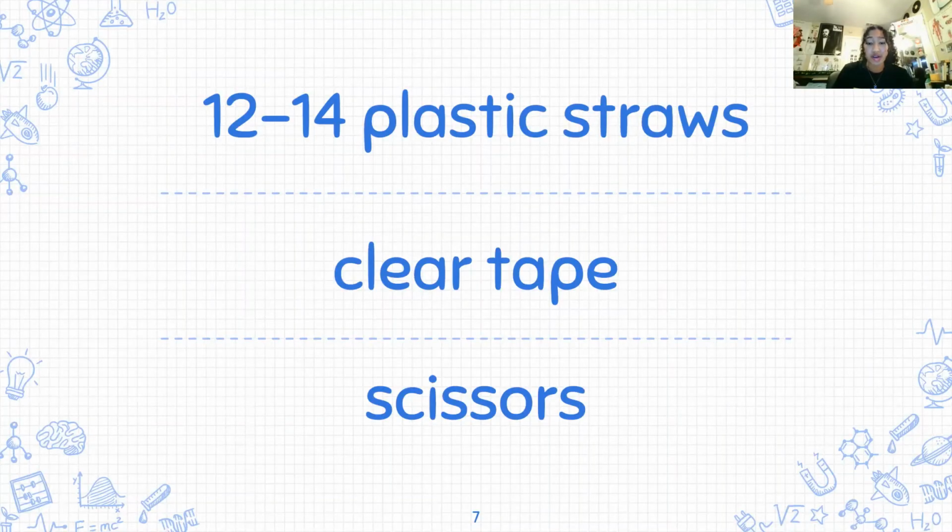Now we're going to make our own waves. What you'll need for this experiment is 12 to 14 plastic straws, some clear tape, and safe scissors. Now, we know that plastic straws aren't the best for the environment, so you can also use something like tongue depressors or popsicle sticks. Let's get to it.